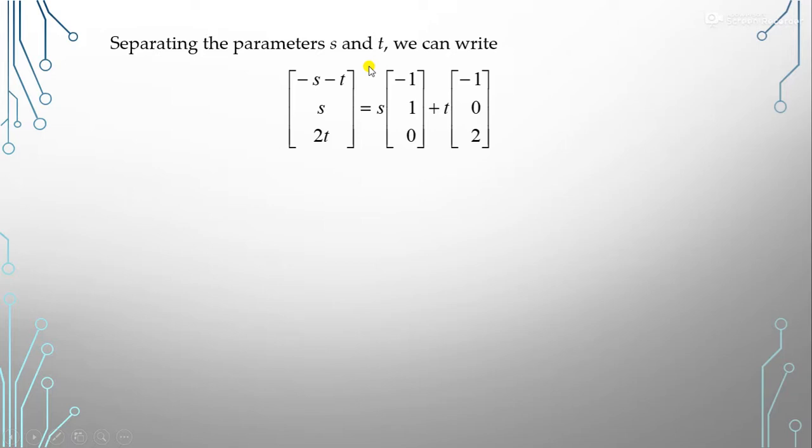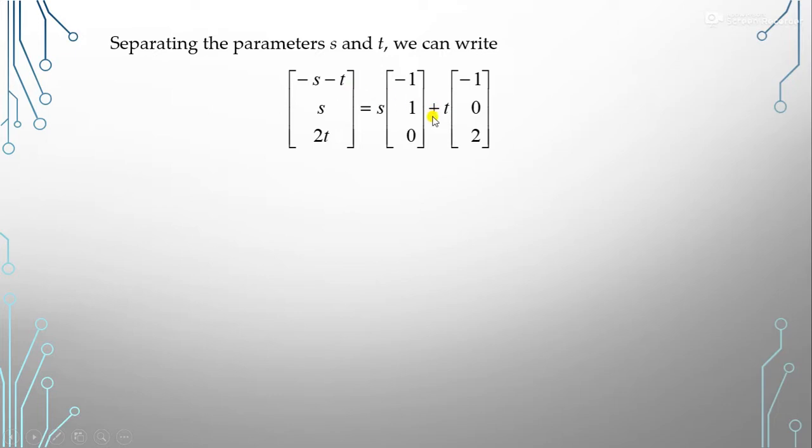In the last example we had only one scalar quantity, so we got one eigenvector. Now we have two scalar quantities s and t, so we separate them. When we take s, we take the coefficients of s only. What is the coefficient of s in x1? Minus 1. What is the coefficient of s in x2? 1. And in x3? There is no s, so it is 0.